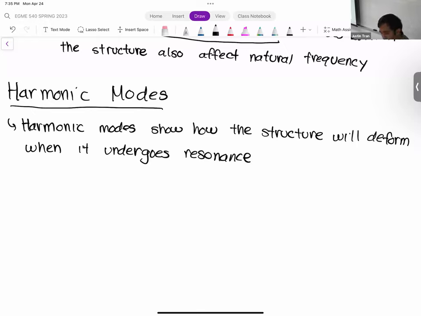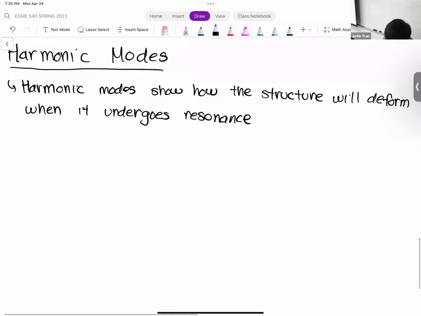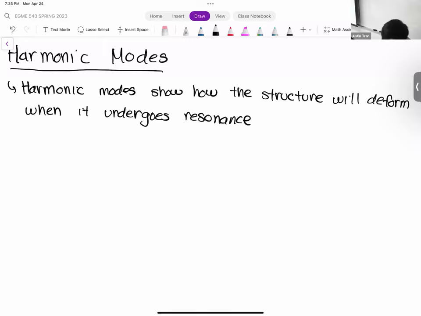Right. So this is often very interesting to see, because the harmonic mode basically gives you a preview of how your structure would fail if you had resonance. Let's see what these actually look like in the string. The important thing I want to illustrate with harmonic modes, and this is mostly an ANSYS thing, is that we're going to view harmonic modes in ANSYS as well.